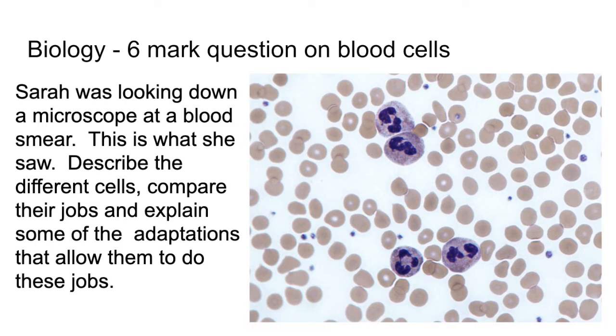So on to the biology question, which is about blood cells. The first thing I would say is that the colour in that picture isn't brilliant. Those smaller shapes in that photograph would be more red in colour, which is obviously a massive clue. But let's read the question. Sarah was looking down a microscope at a blood smear. This is what she saw. Describe the different cells, compare their jobs, and explain some of the adaptations that allow them to do these jobs.